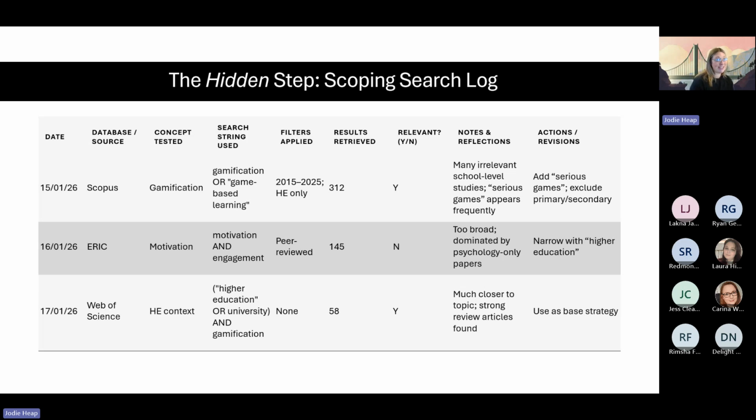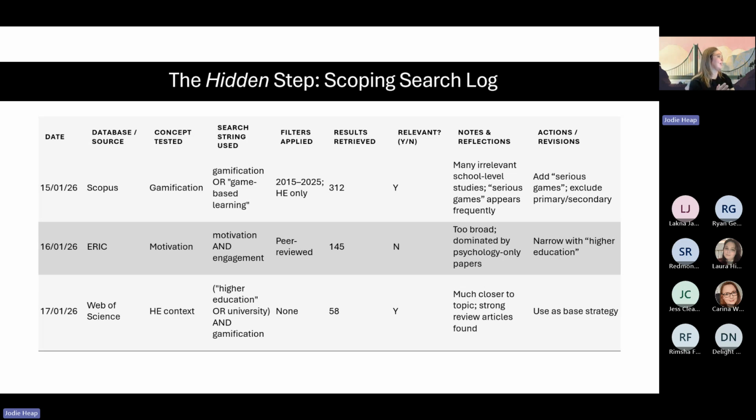So my recommendation is to go into Excel and create a little chart for yourself with date, the database, the concept, the search strings, the filters, the retrieved results, were they relevant, any notes, and any active actions or revisions that you made. And then you can go through and test in a friendly database, for example, Library Search that we have here at Gill, the returned results of that search string.